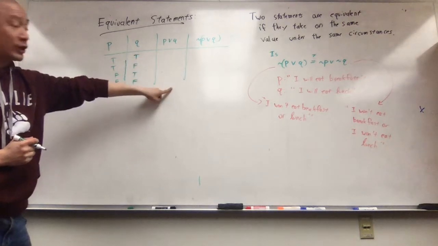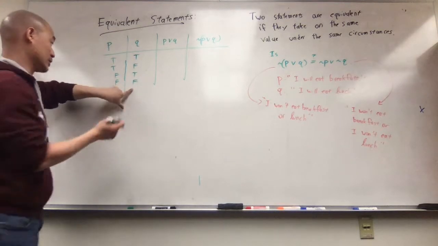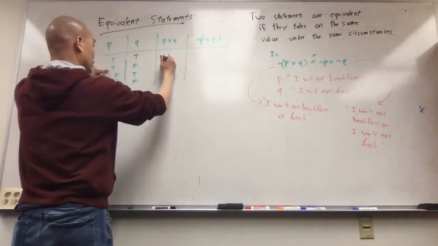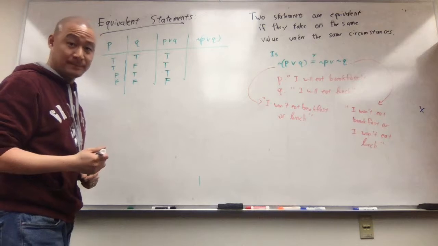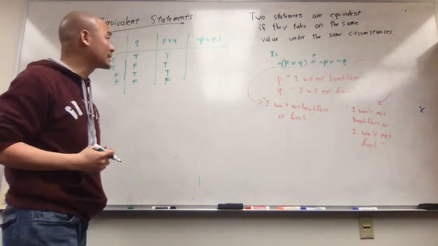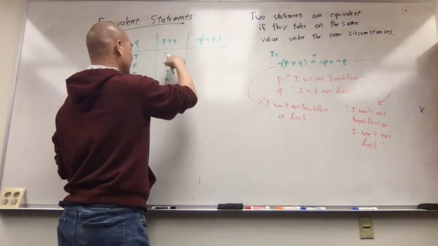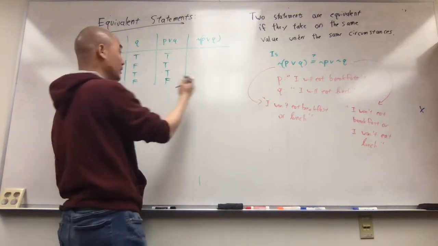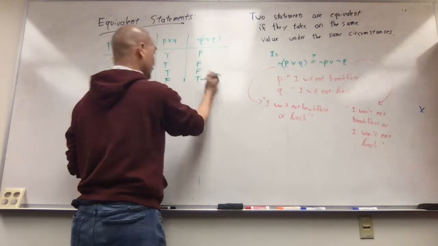Now, P or Q is true as long as either one of these is true. So when they're both false, it's false, true, true, and then they're both true, so definitely true. All right. And then when I apply the not to that, I don't like the glare in this room. When I apply the not to that, it turns all of these true statements false and this false statement true. So false, false, false, true.